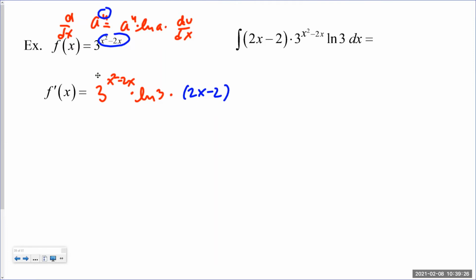Okay, now if I take the integral of this, do you see this is the same thing? I should get 3 to the x squared minus 2x back. You guys good with that? So let's see how to do that.